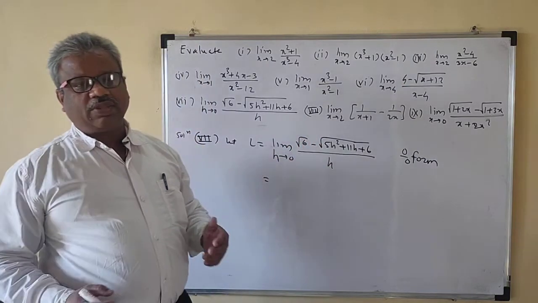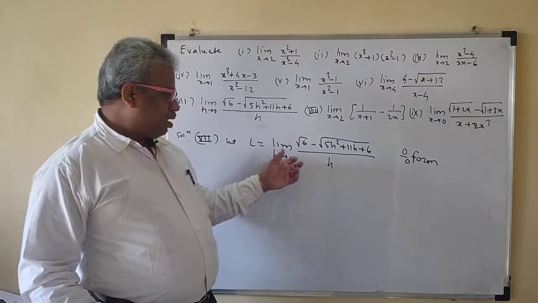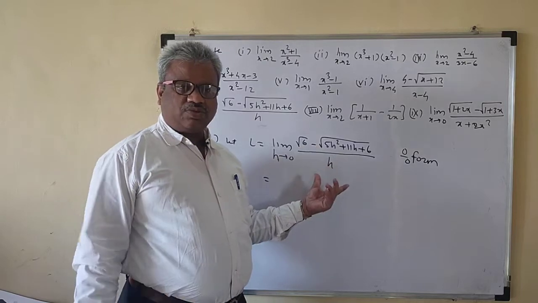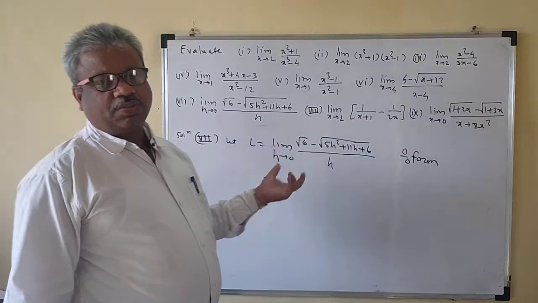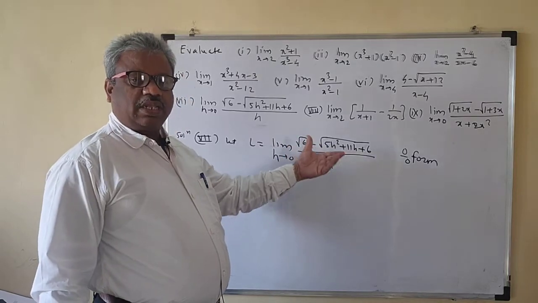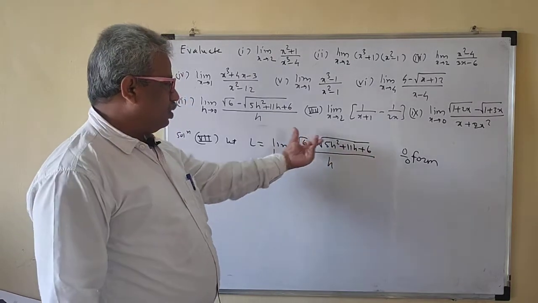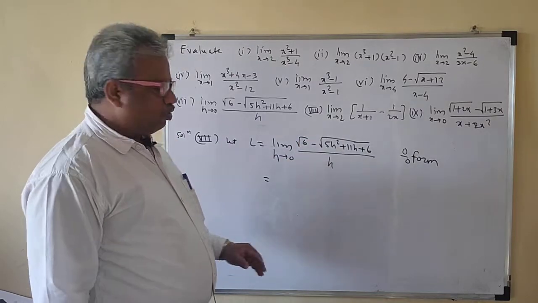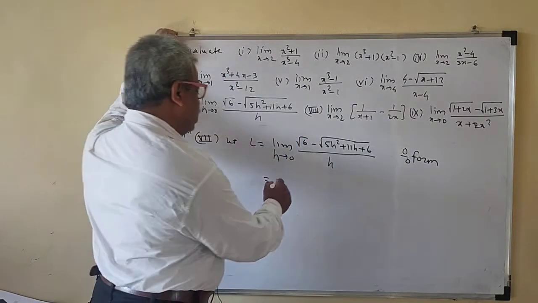So if a root is there, then what we have to do? This is a very useful method: rationalize the numerator. Rationalizing means multiply and divide by the conjugate of the numerator. We are rationalizing the numerator here. If the root is in the denominator, then we have to rationalize the denominator. So we will rationalize the numerator now here.